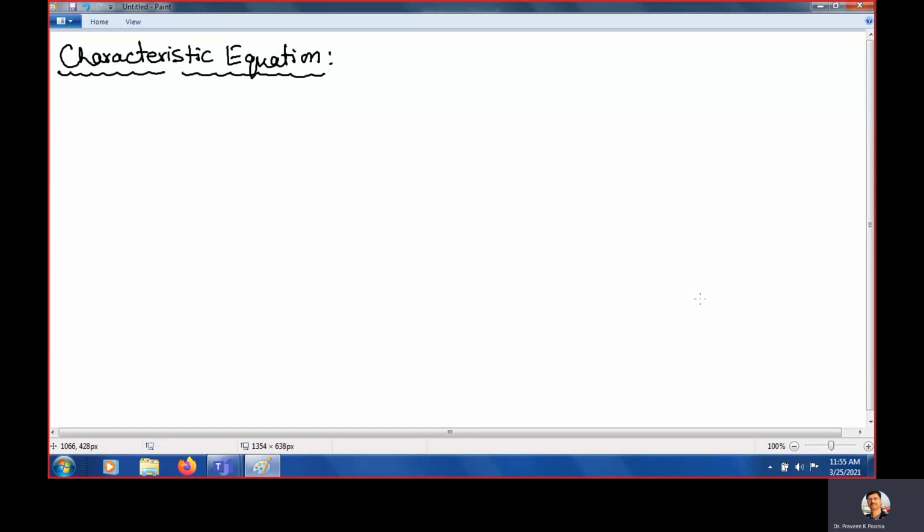Hello students. In this lecture, we are going to study the last topic of chapter number 1, and the topic name is characteristic equation. So here in this lecture, we will talk about two things. One thing is what is the characteristic equation and how we can find it, and another thing we are going to discuss is the roots of the characteristic equation. Clear?